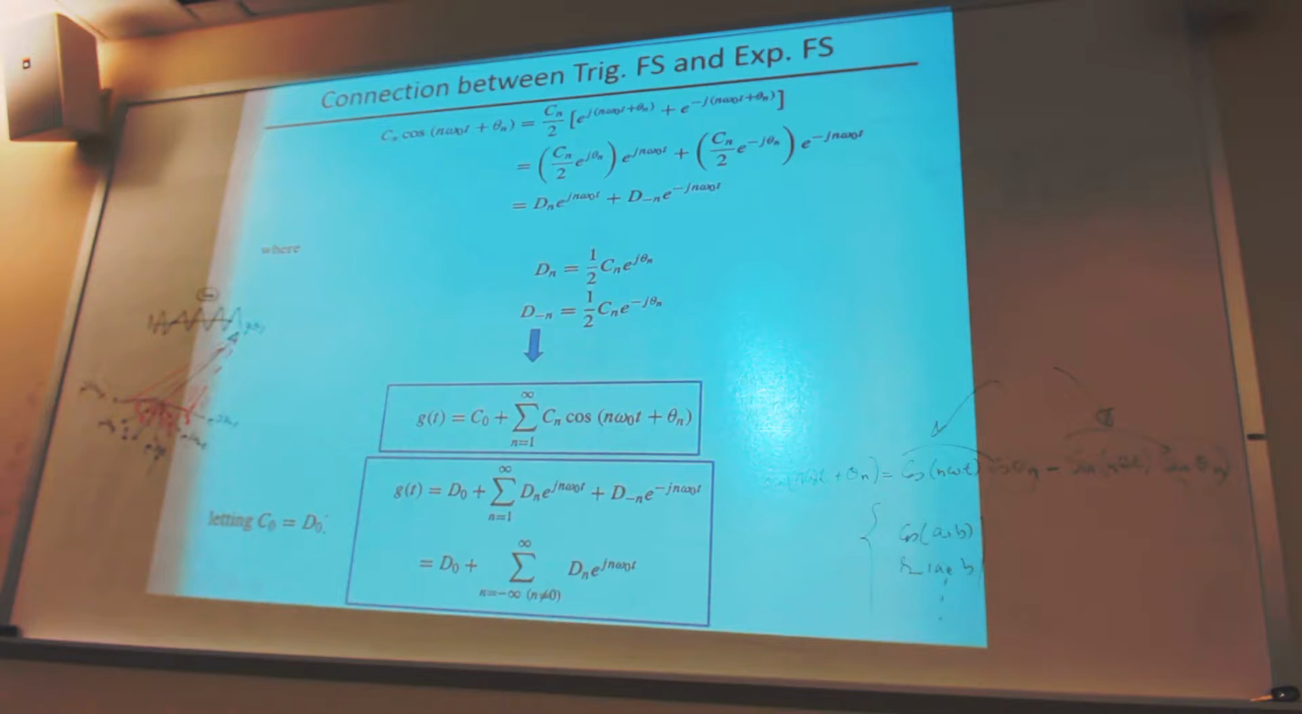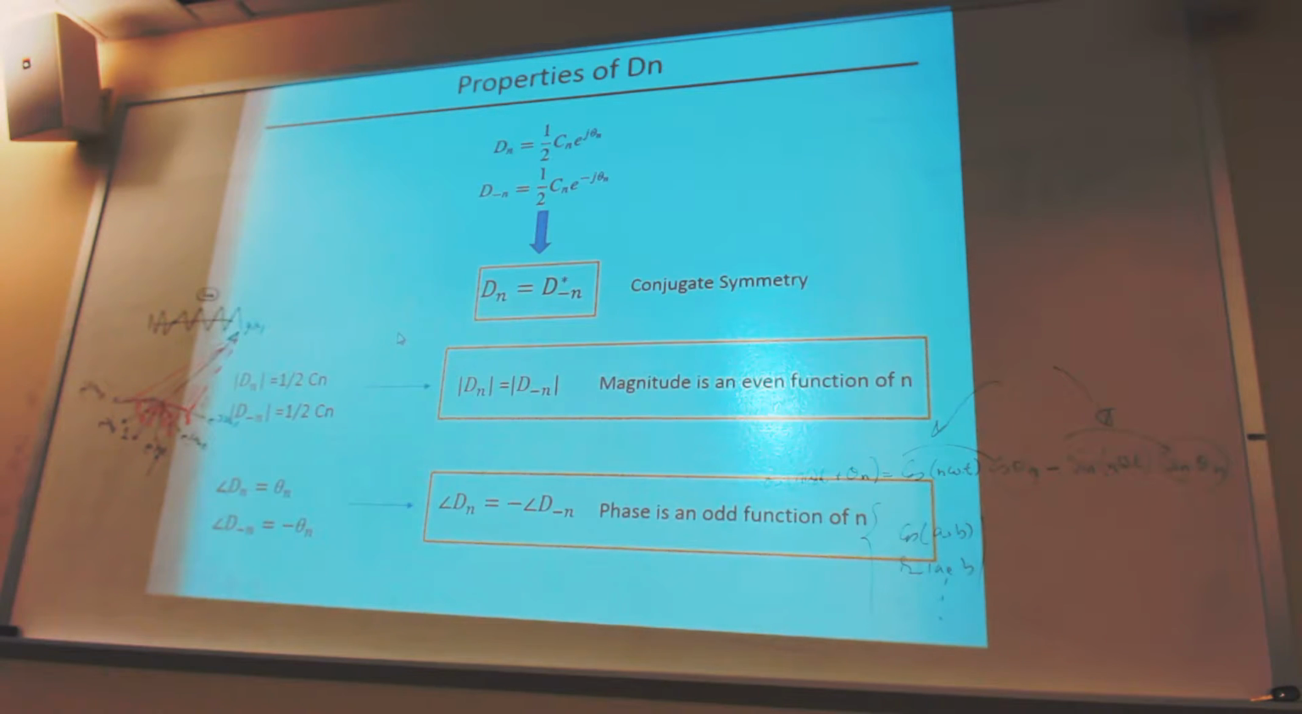And then we find the relation between Cn's and Dn's, and then we know that. Definitely have those in your cheat sheet, the relation between them. And actually for Dn's, we have some nice properties.